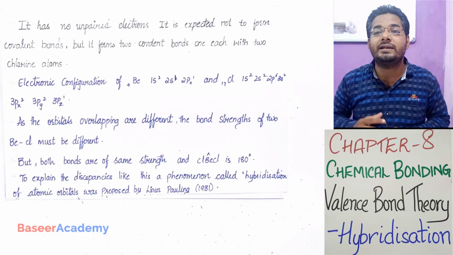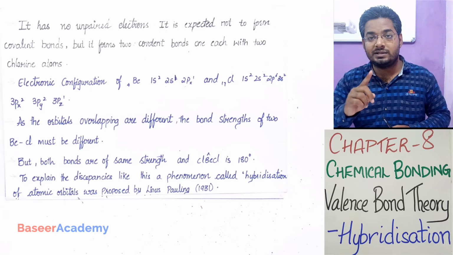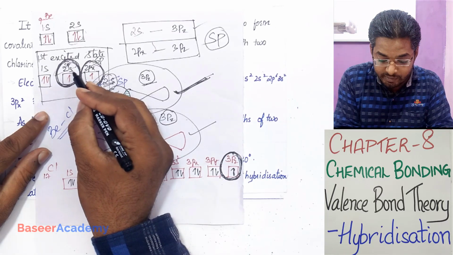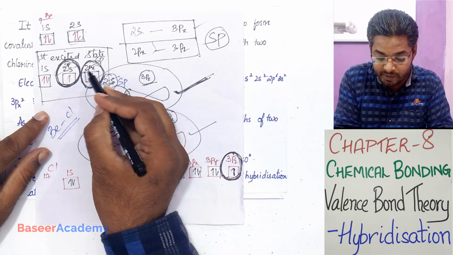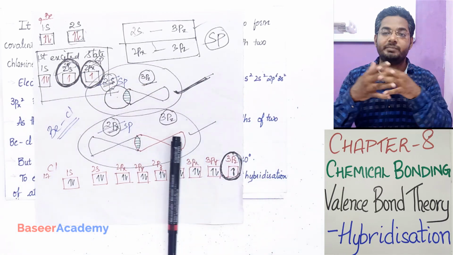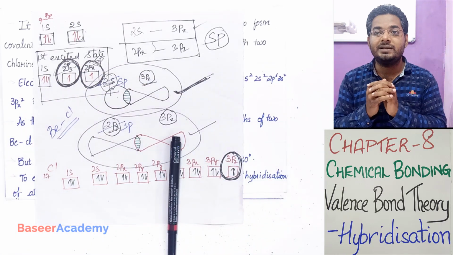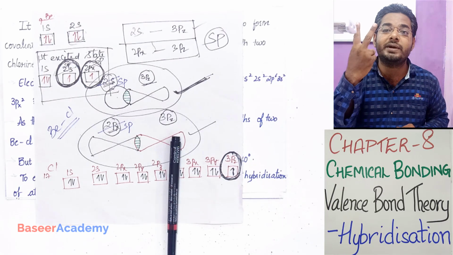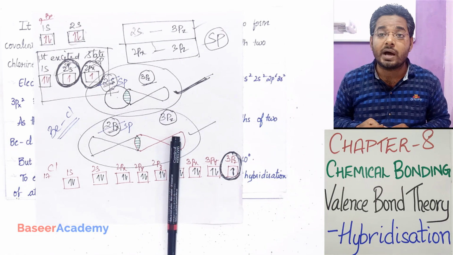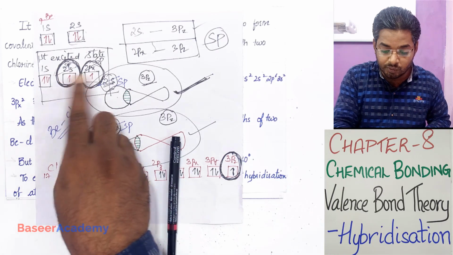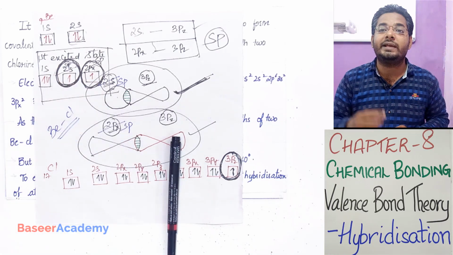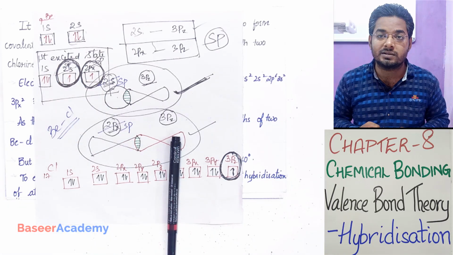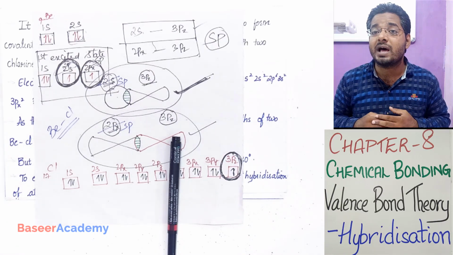This is where hybridization comes into the picture. This is what really happens. The 2s orbital and the 2px orbital intermix, and they form two hybrid orbitals. Why two hybrid orbitals? Because two orbitals are intermixing, we will get two hybrid orbitals. And what will be the name of those hybrid orbitals?